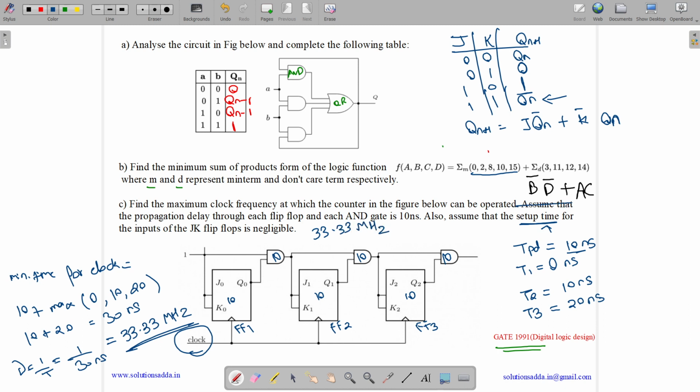Here the answer is B complement D complement plus AC, and here the answer is 0, Qn minus 1, Qn minus 1 and 1.